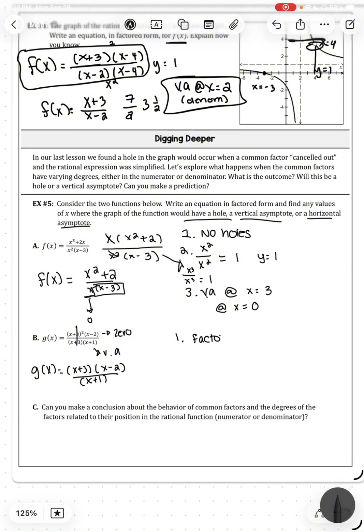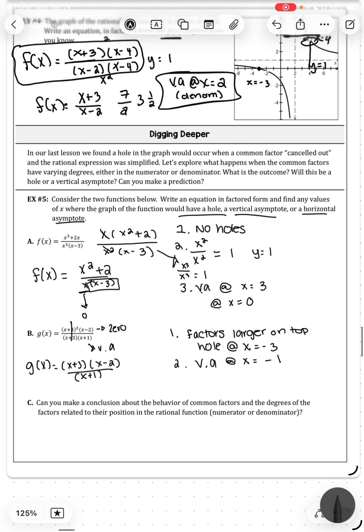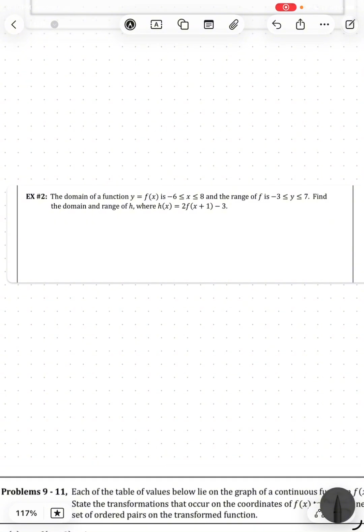And then that gives us a hole at -3. And then we have a vertical asymptote at x equals -1. And then there is a 0 at +2.